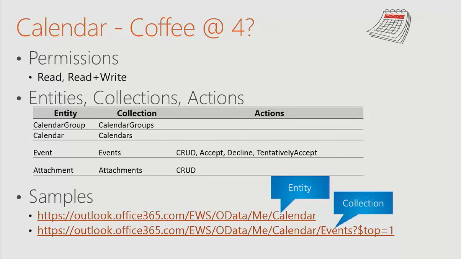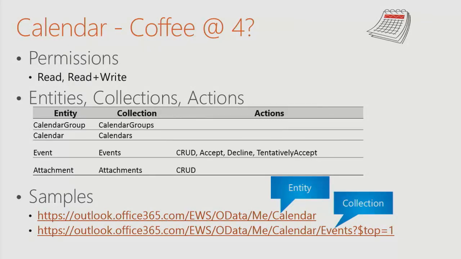Then calendar can contain events within them. This is the most interesting one. I think most people are going to use this the most, which is all the appointments and events that you have in your calendar. Here you can do create, update, delete, and accept, decline, and tentatively accept. Those three, by the way, are actions that you can perform on the event. And of course, events can contain attachments within them, and you can create, update, or delete them.